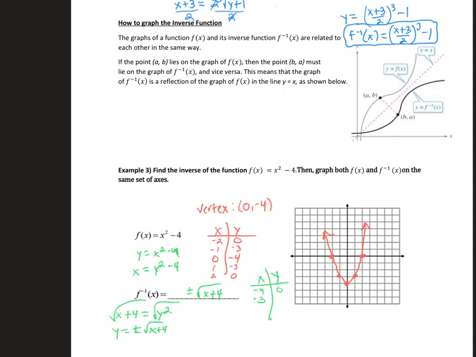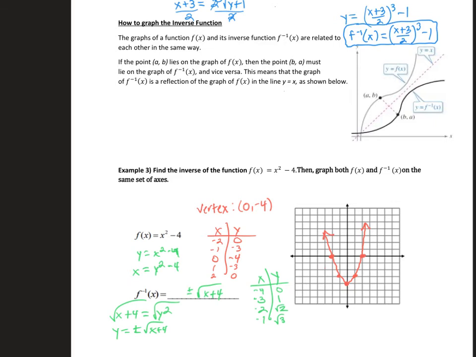And then I can pick values to the right. Negative 3 plus 4 is 1, square root of 1 is 1. Negative 2. Negative 2 plus 4 is 2, square root of 2. Negative 1. Negative 1 plus 4 is 3. Square root of 3 is square root of 3. And I could keep doing that.